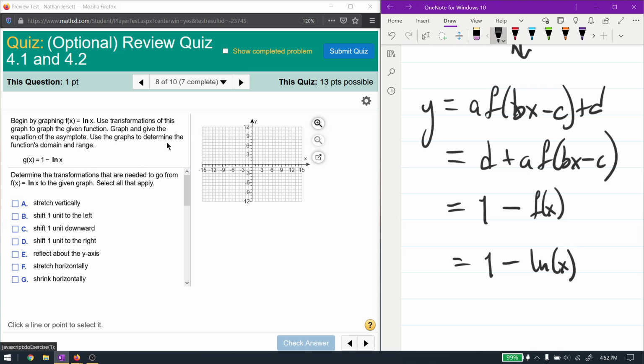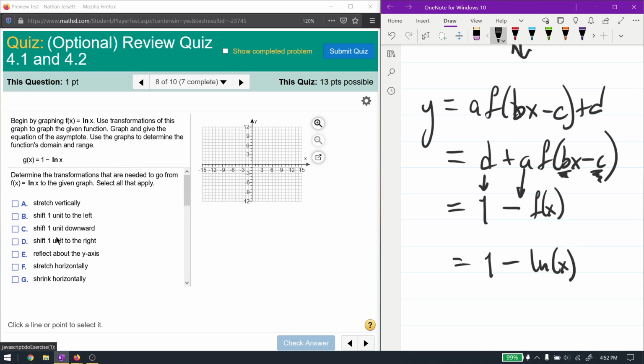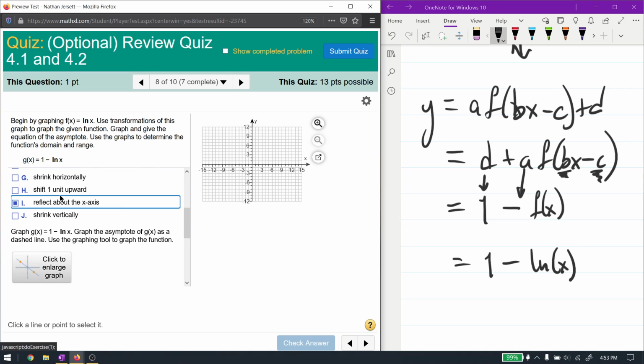The function is the natural log. And so all we're doing here is showing that b is 1, c is 0, so those don't do anything. But d is positive 1, and a is a negative 1. So d is going to be a vertical shift upward. We know that one. Shift 1 unit upward.